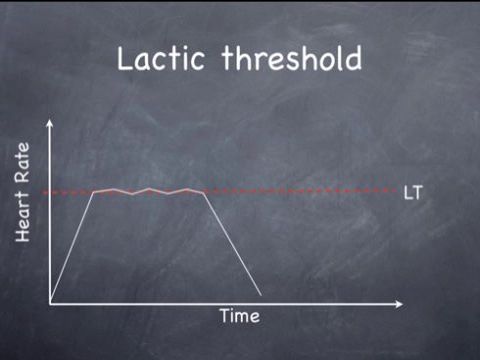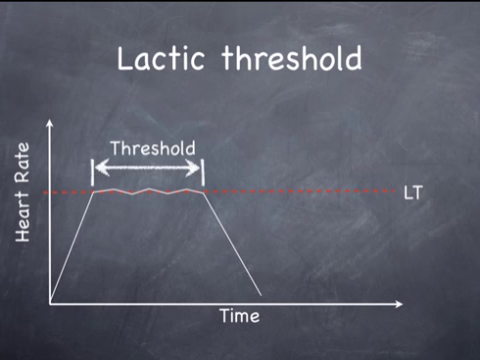So let's take a look at the second type of training to increase your running speed, and that's threshold running. What we're doing here is taking the speed up and trying to take it onto that lactic threshold line. You can see that slightly jagged line that goes a bit above and back down below, a bit above, down below.